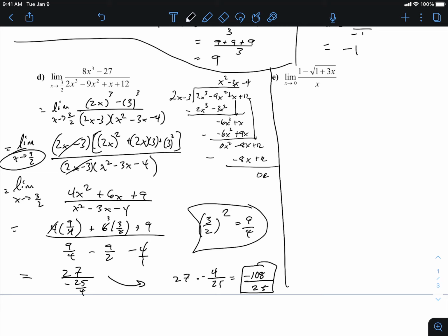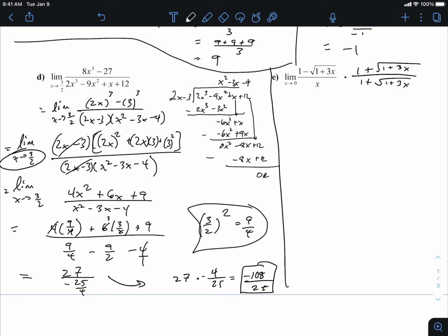So we're going to rationalize the numerator using the two terms, right? I've got two terms there, so I'm going to multiply by the conjugate of the numerator. So I'm going to go 1 plus the square root of 1 plus 3x over 1 plus the square root of 1 plus 3x, okay?